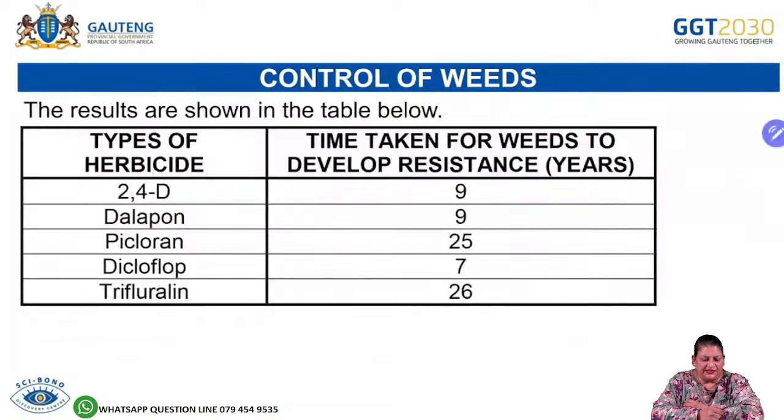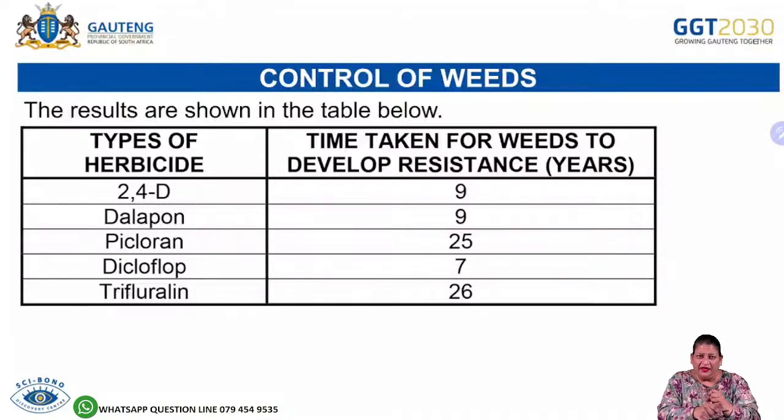So let us look at it. The results are shown in the table below. So this farmer decided to use 5 different synthetic herbicides, herbicides made up of synthetic auxins. There's 2,4-D, Dalapon, Piclorin, Dicloflop, and Trifluralin. Right, and then they wanted to find out which of these herbicides was the best to kill a plant. And how will they know it?